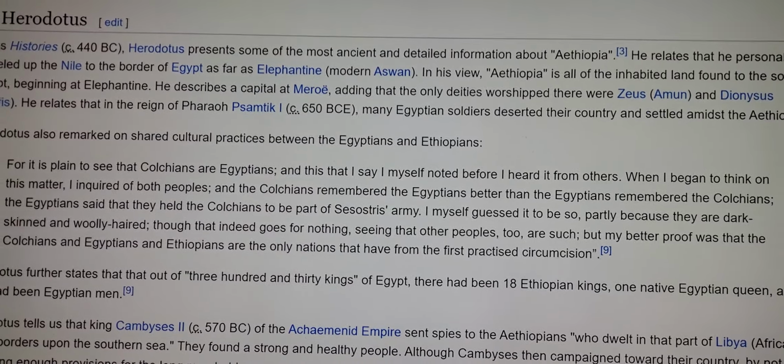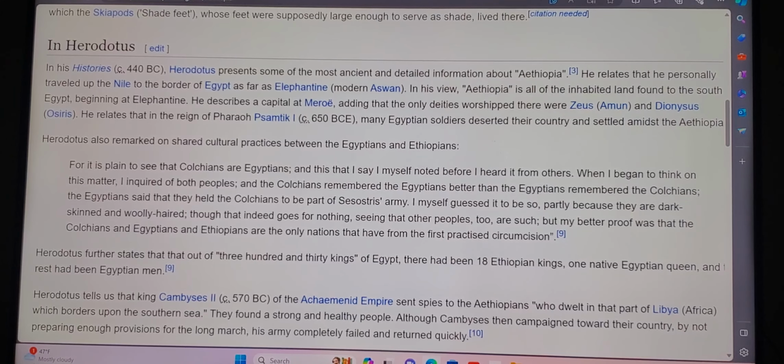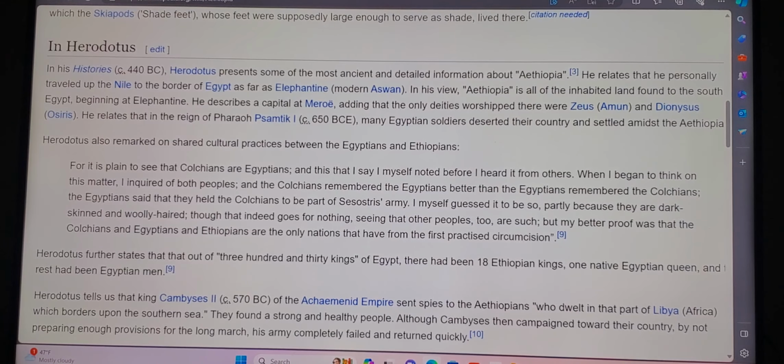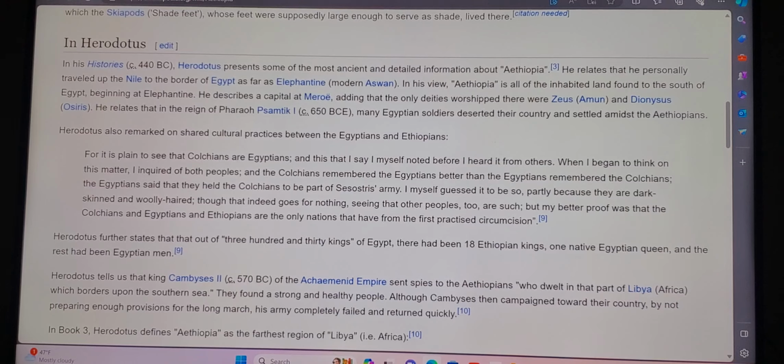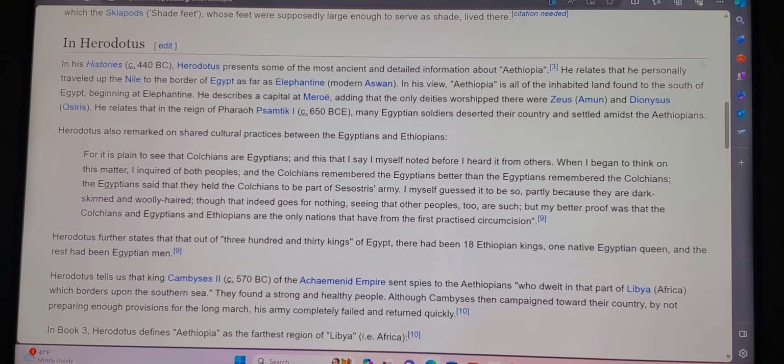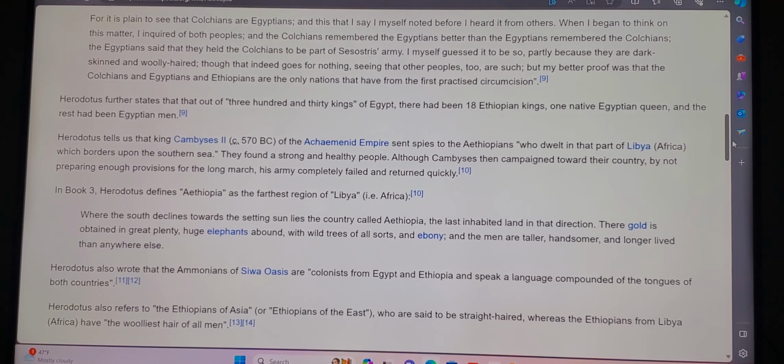It's because they are dark-skinned and woolly-haired. Though that indeed goes for nothing, seeing that other peoples too are such. But my better proof was that the Colchians and Egyptians and Ethiopians are the only nations that have, from the first, practiced circumcision. So you see how they were grouped together by way of the woolly hair, right? Herodotus further states that out of 330 kings of Egypt, there had been 18 Ethiopian kings, one native Egyptian queen, and the rest had been Egyptian men. Okay? So there is a comparison to the Egyptians and the Ethiopians, basically the same people. All right?